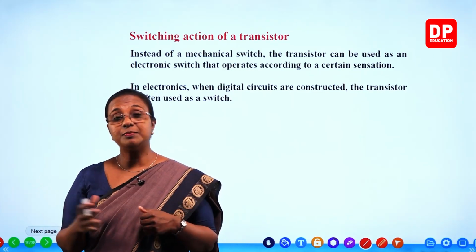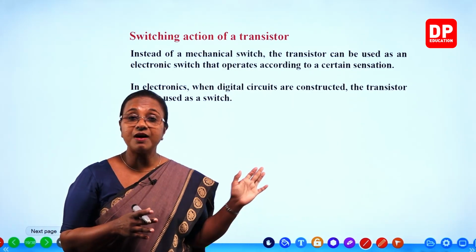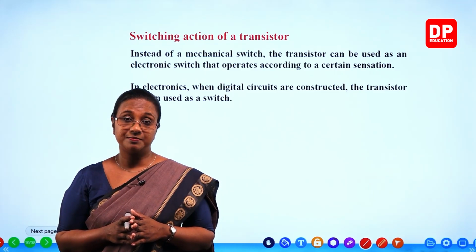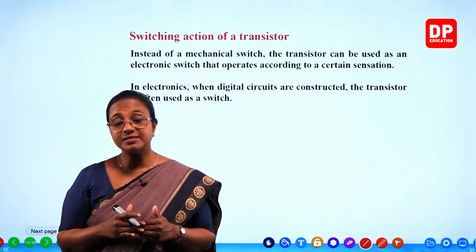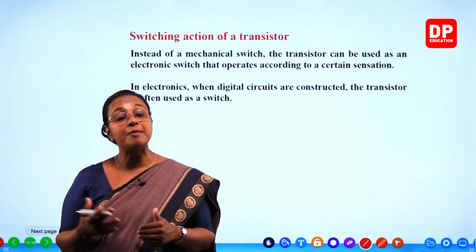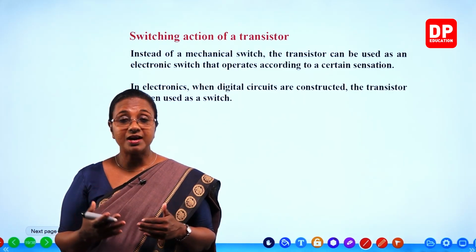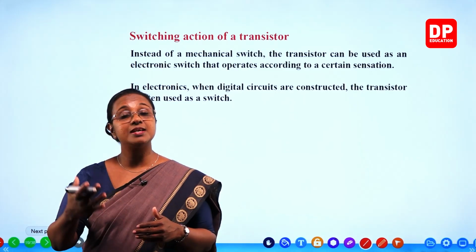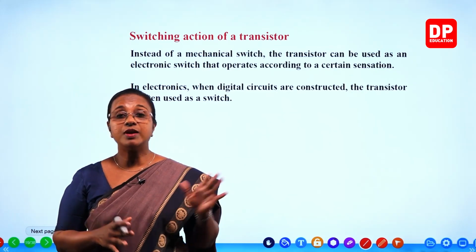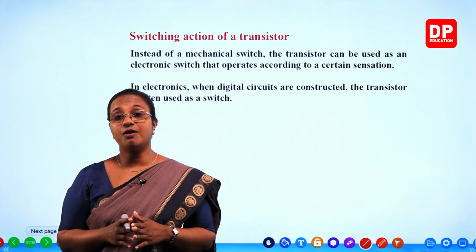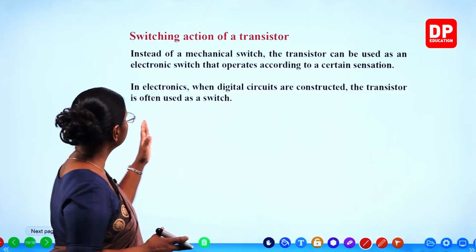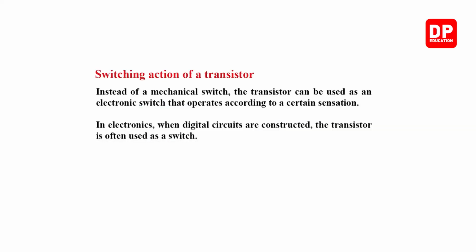So thereafter in the previous chapter, we discussed the function of the transistor. We saw how the transistor functions as an amplifier. It amplifies current and it amplifies signals. Now we are going to look at another function of a transistor, that is the switching action of a transistor.